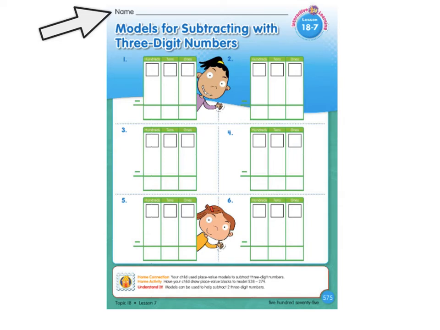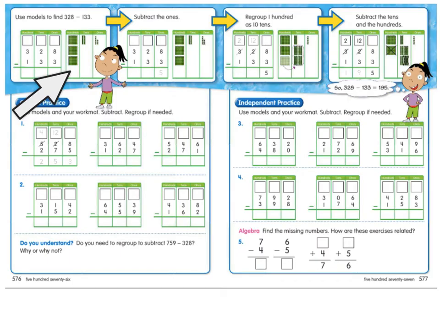Today's lesson is 18.7, Models for Subtracting with 3-Digit Numbers. Please put your name and number at the very top, then cross off the front page. Go ahead and turn to the middle. Look at the top at the visual bridge.